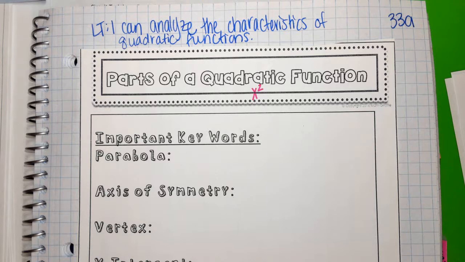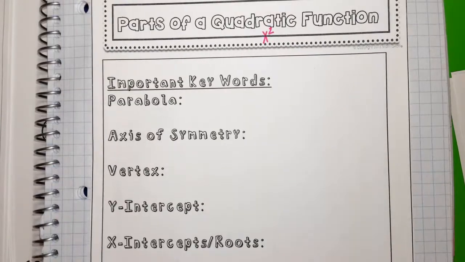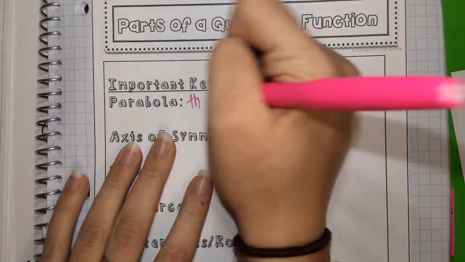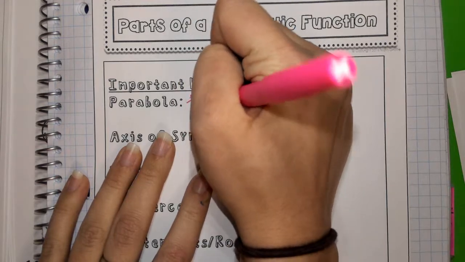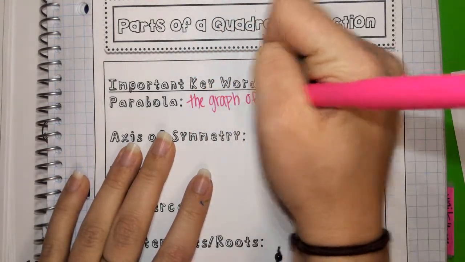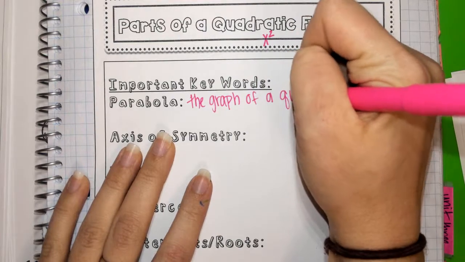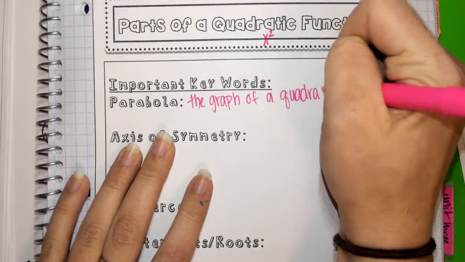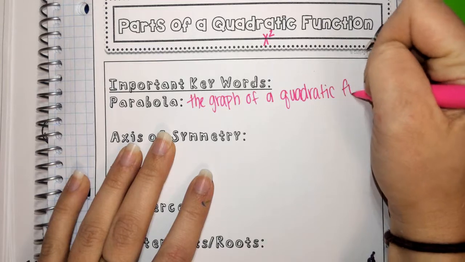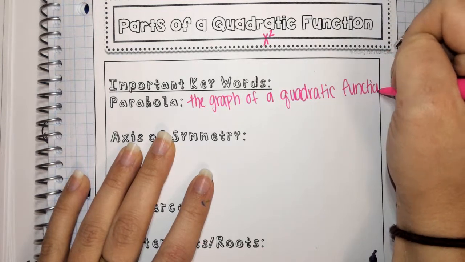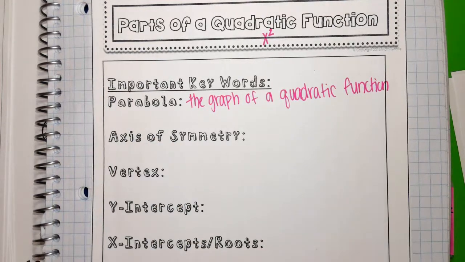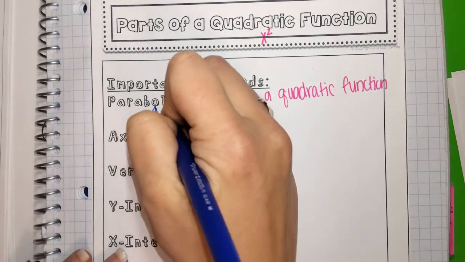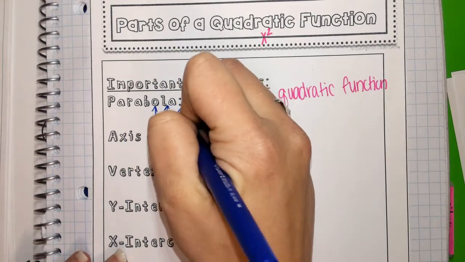Now, there are important key words, and we're going to have to be able to label all the parts of a quadratic function. The first word is called a parabola. That is the graph of a quadratic function. And it looks like this. It can look like this, or it can look like this.